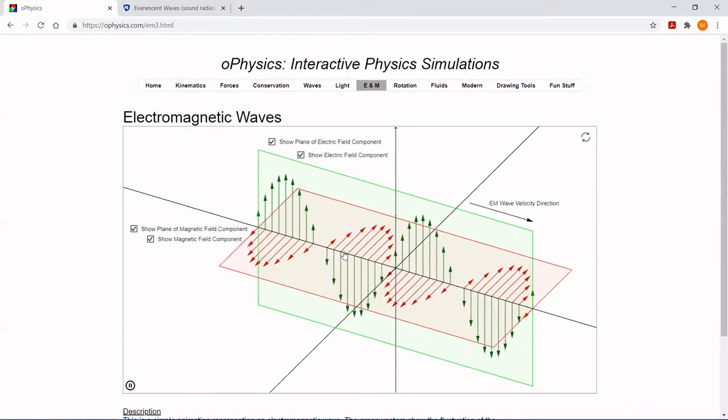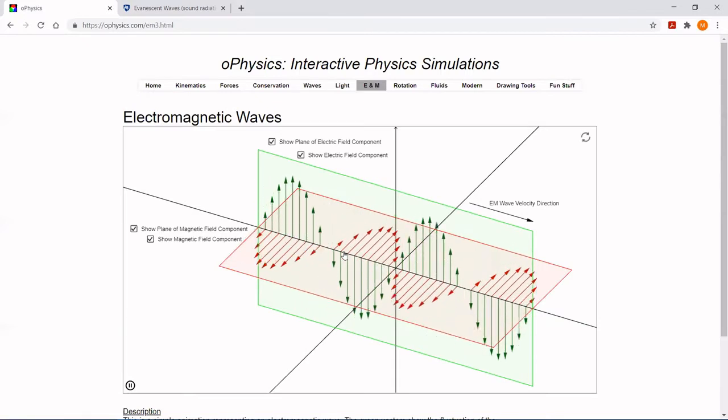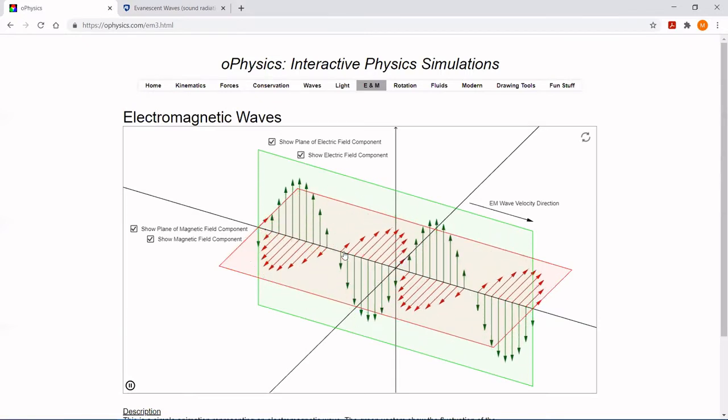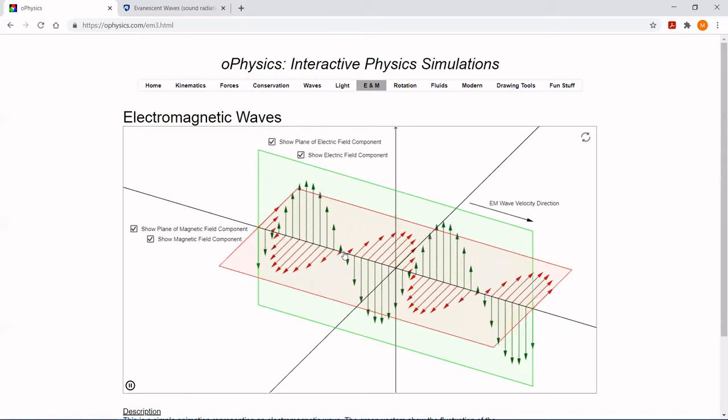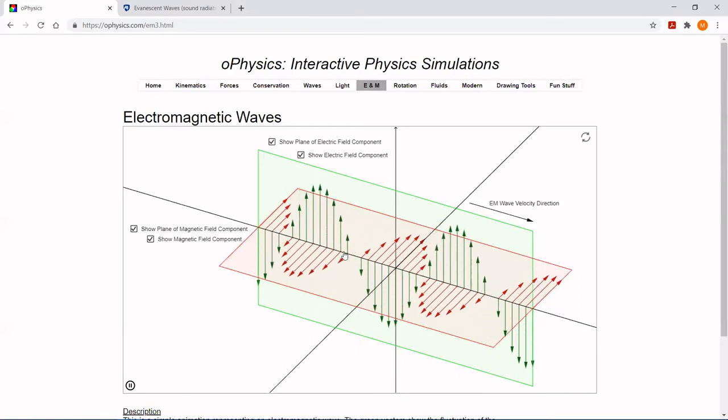Let's call that the green vector. And you can see as the wave passes by, you're being pushed up and then down and then up and down. So you're oscillating in time. It's like we said for progressive waves for strings as well.